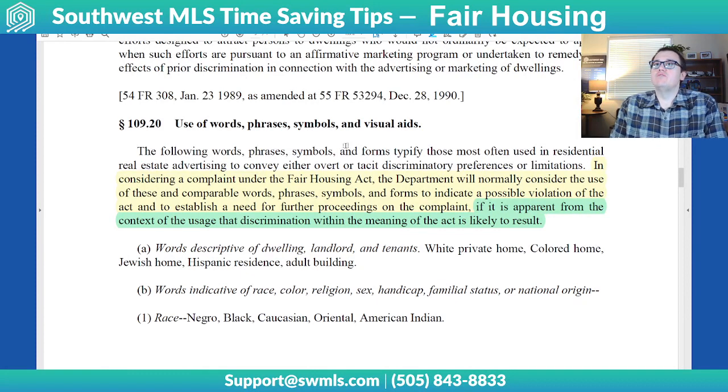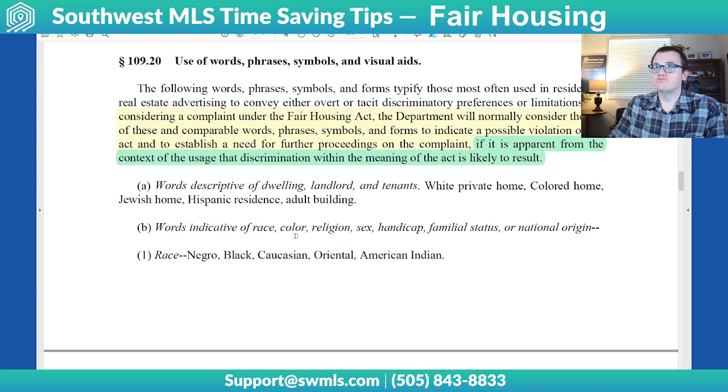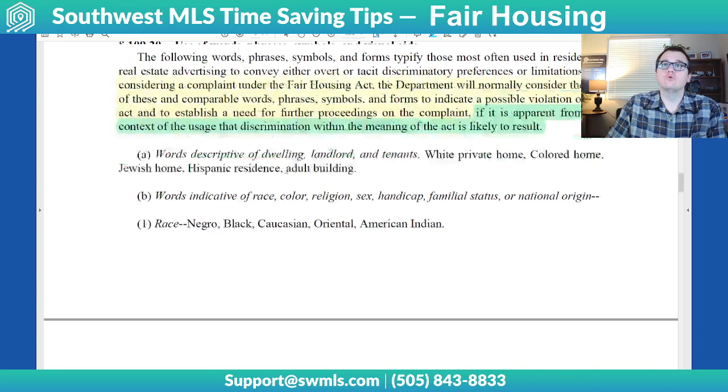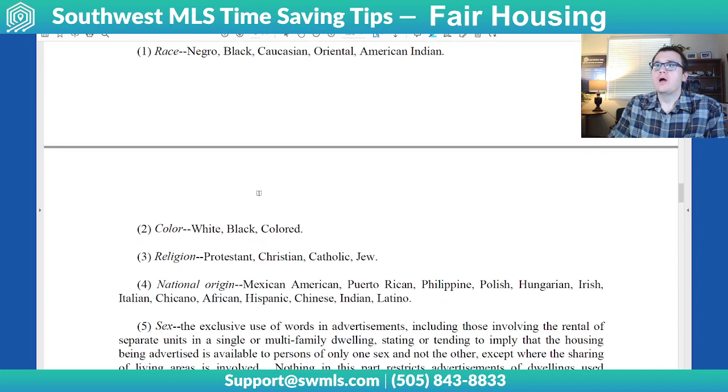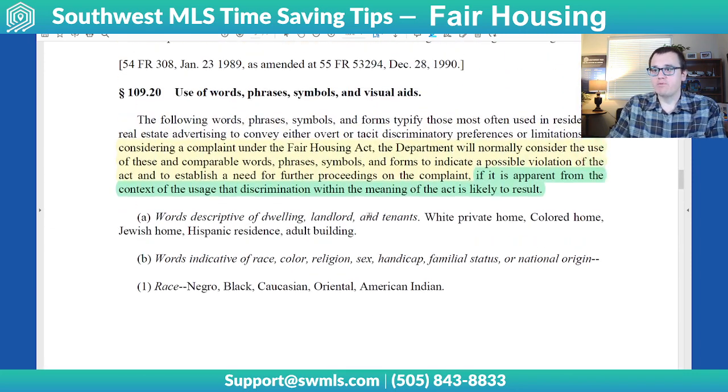It's talking about the use of these comparable words, phrases, and symbols may indicate a possible violation of the act. But it goes on to say, in the green there, if it is apparent from the context of the usage that discrimination within the meaning of the act is likely to result. It has words indicative of race, color, religion, sex, handicap, familial status, or national origin. But that green part I highlighted is the important part, because there's this misconception that says, oh, I shouldn't use the word white, or I shouldn't use the word black, or I shouldn't use the word Asian. Things like that. Context matters in the English language, right?